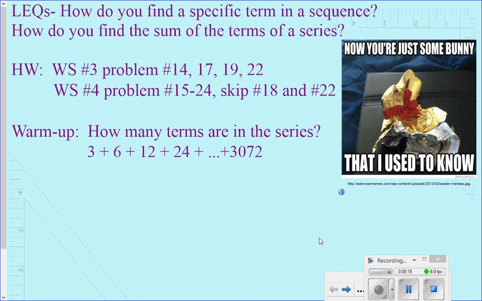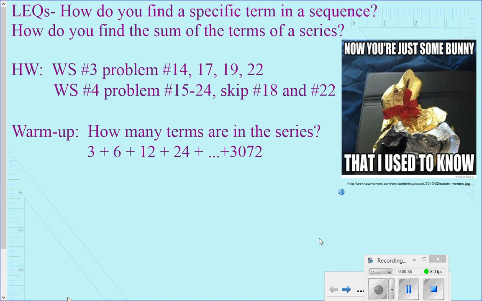So the question is, how many terms are in this series? Well, in order for me to answer that, I need to decide what kind of series it is. So I can see 3, 6, 12, 24. That's a geometric series. So I'm going to use the explicit formula, like we always have used the explicit formula, to help us figure out the number of terms.